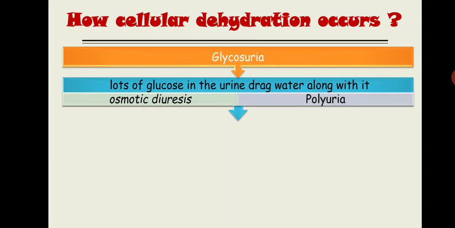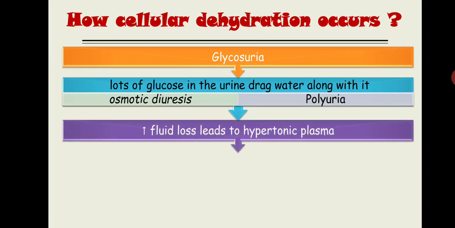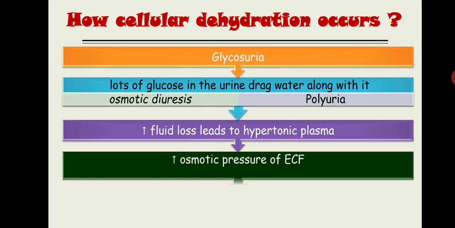Now as we know, lots and lots of water is going to get lost in urine, so basically there is increased fluid loss, right? Fluid loss will be increased from the plasma, and because of the loss of water, the plasma becomes hypertonic. So increased fluid loss ultimately leads to hypertonic plasma. As the plasma becomes hypertonic, it leads to increased osmotic pressure of the extracellular fluid. The fluid that surrounds the cell becomes hypertonic and it increases the osmotic pressure.